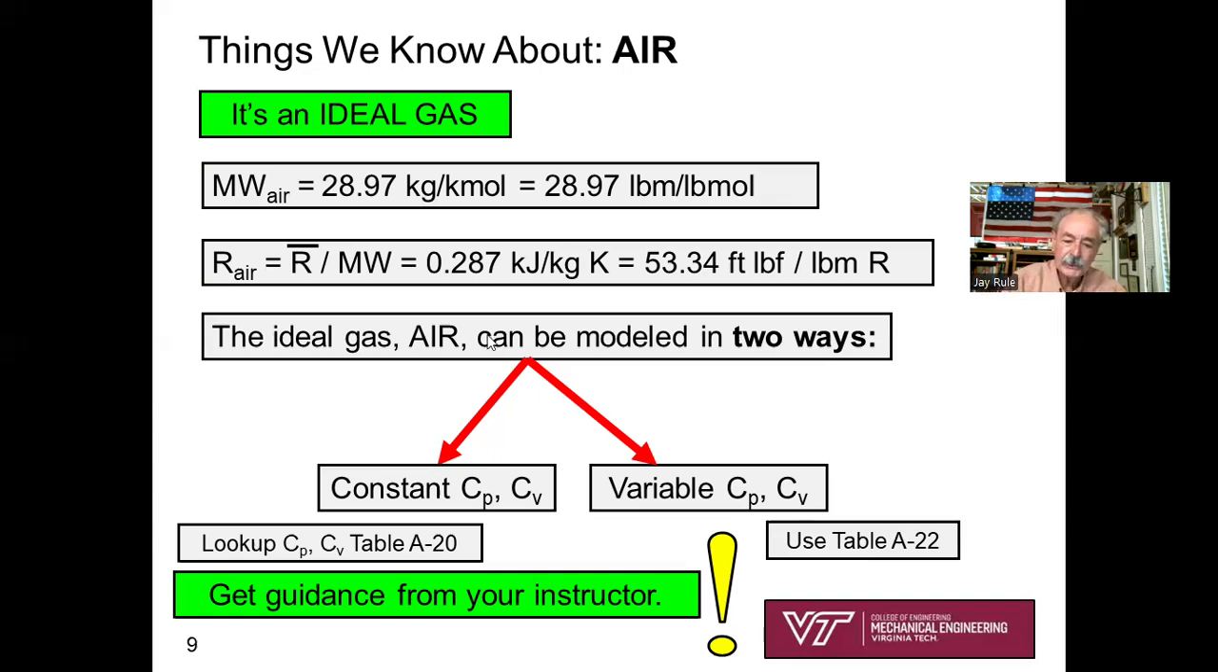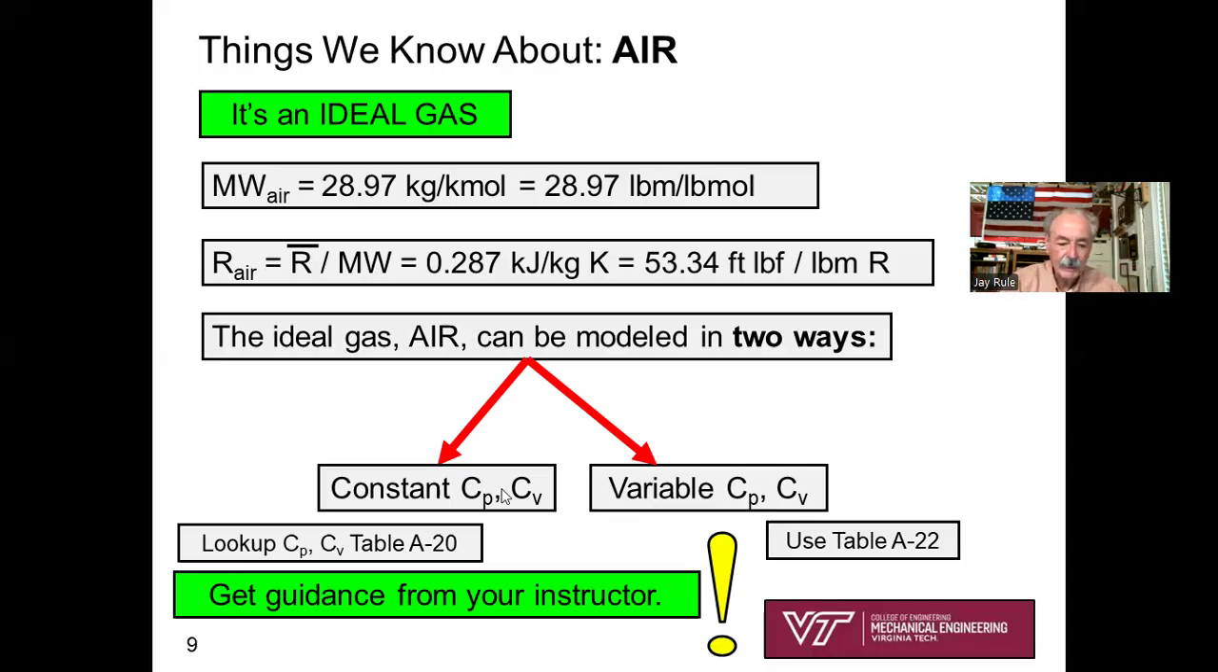Think about ways to model air. Two ways to mathematically model air as an ideal gas: you can choose, or you may be directed to, treat Cp and Cv as a constant number. Or you may decide to, or be directed to, treat air as having variable specific heat, kind of like a formula. Well, what do you do in those two cases?